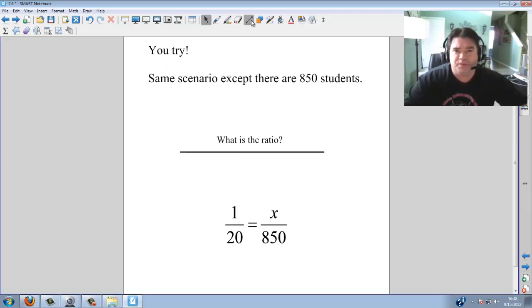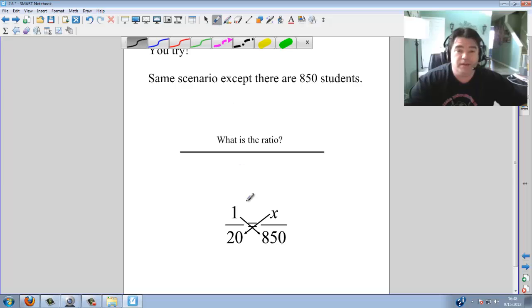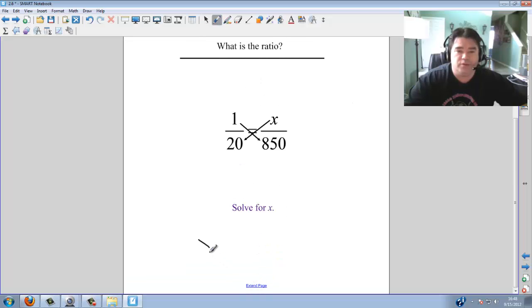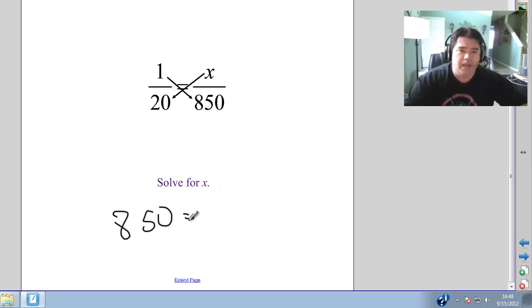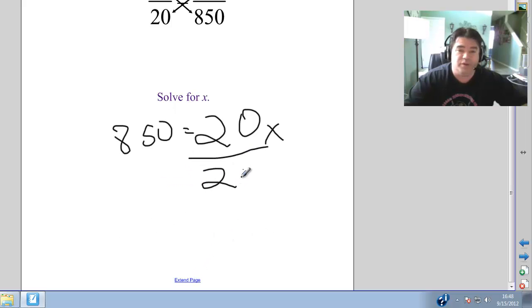Well, I'm going to cross multiply myself. So I'm going to go ahead and take 1 times 850. And then I'm going to take 20 times X. Well, alright. So I'm going to go ahead and do 850 because 1 times 850 is 850. And I'm going to go ahead and take 20 times X, which makes 20X. Again, to get X by itself, just divide by 20 over here, divide by 20 over here.